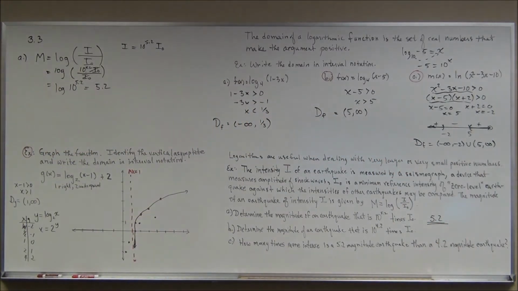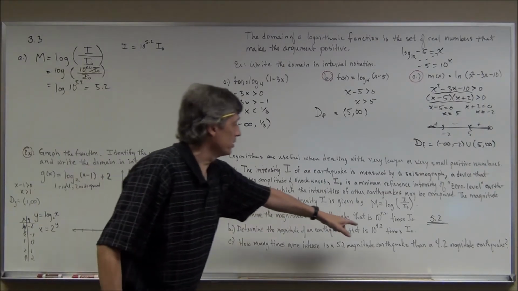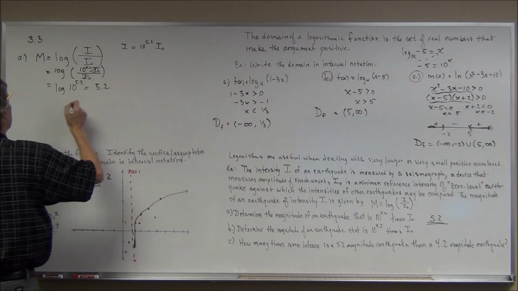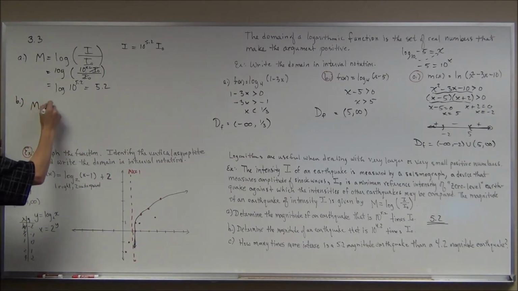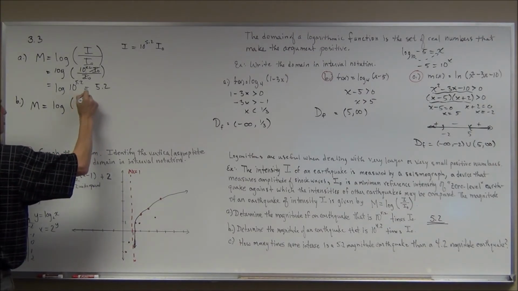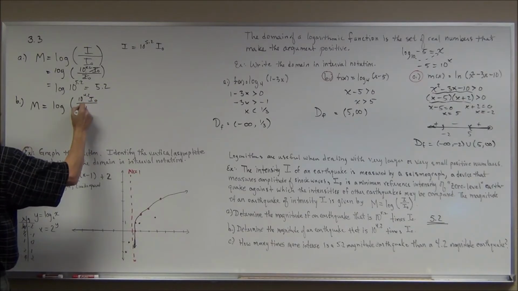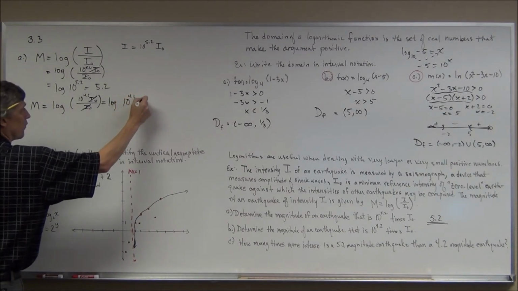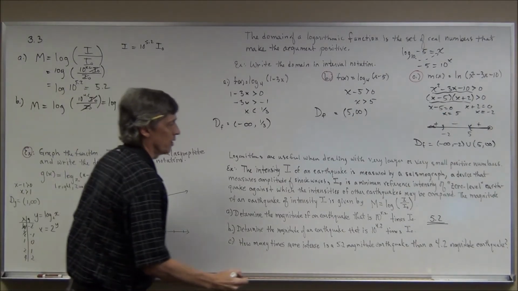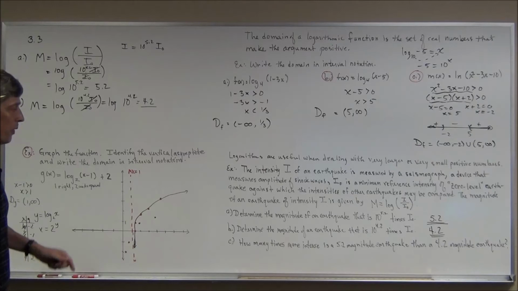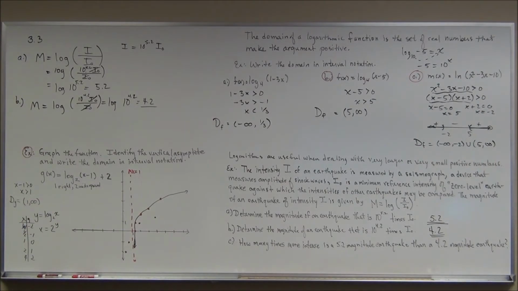Okay? Part B is very, very similar. There's one little change there, and that is instead of 5.2, it's 4.2. So if I went back through this and changed just this for part B here to 10 to the 4.2 times I sub 0 all over I sub 0, they would cancel. I'd get the log of 10 to the 4.2, which is 4.2. I'll put that over here. So we hear on the news all the time about earthquakes and about their magnitude. Well, this is how we're determining this.